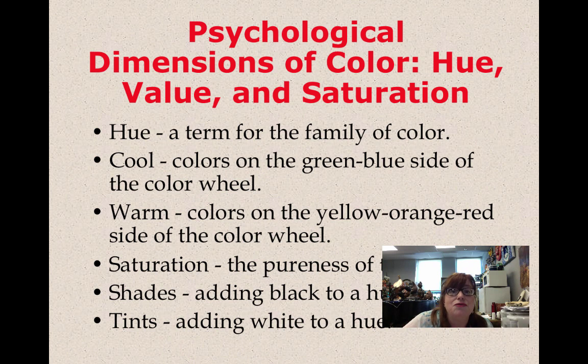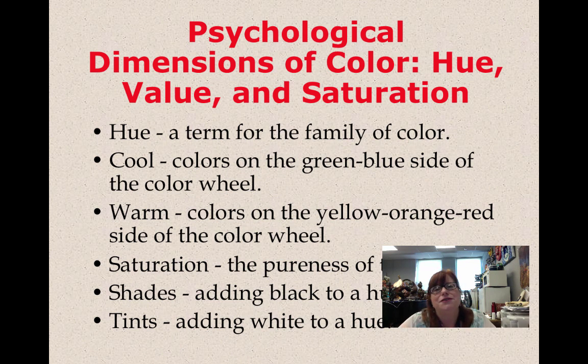All right, so some more psychological dimensions of color and some vocab. So hue, value, and saturation. Hue is a term for the family of color. For example, the blue hues, all the different blues, blue-violet, blue-green that you might see, cerulean blue, ultramarine blue. For those of you that paint, you know these colors.